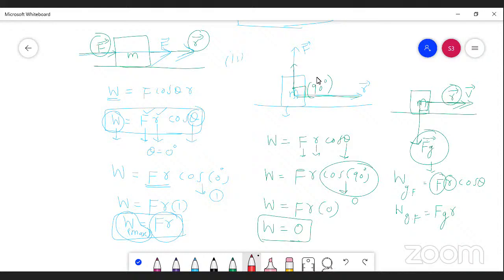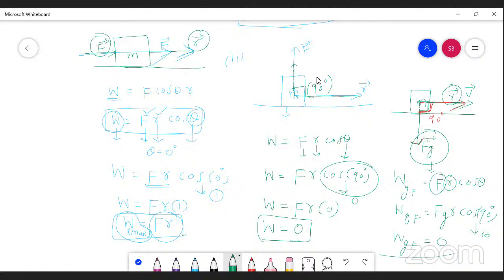The angle is 90 degrees. See, the direction of gravitational force is vertically downward, but the object displaces on the smooth horizontal surface, along the horizontal direction. The angle between the direction of gravitational force and the direction of displacement is 90 degrees. Then the work done is F r cos 90 degrees. Cos 90 degrees value is 0. So the work done by the gravitational force is equal to 0.